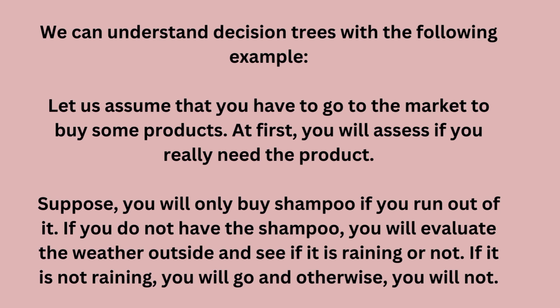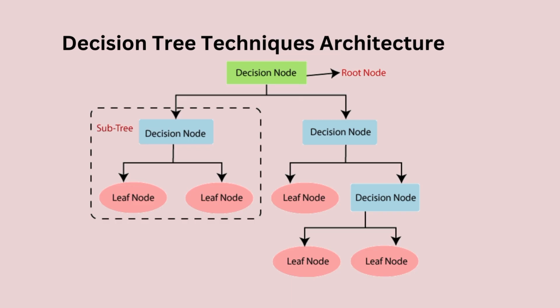We can understand a decision tree with the following example. Let's assume you want to buy some product. At first you will assess if you really need the product. Suppose you will only buy shampoo if you run out of it. And you check the weather outside and see if it's raining or not. If it is not raining, you will go and buy the shampoo, and otherwise you will not go and not buy the shampoo. We can visualize this in the form of a decision tree as follows.